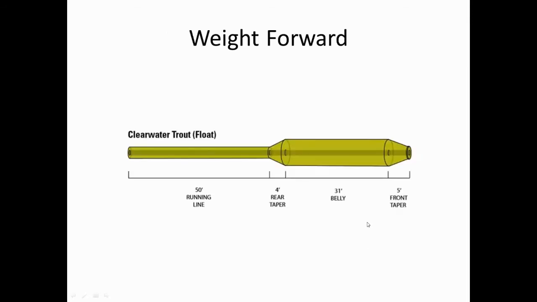So here's a generic floating weight forward line, and just some numbers. Your average colored line is going to be about 90 foot or so. So 50 foot of that, approximately, is going to be that skinny part, that running line. There's going to be a transition period, and then the weighted section in this example is 31 feet, but around 30 feet or so. And then it's going to taper down to get skinny again, about 5 feet, where it's going to attach to your leader. All right. So that's what a weight forward is going to look like.